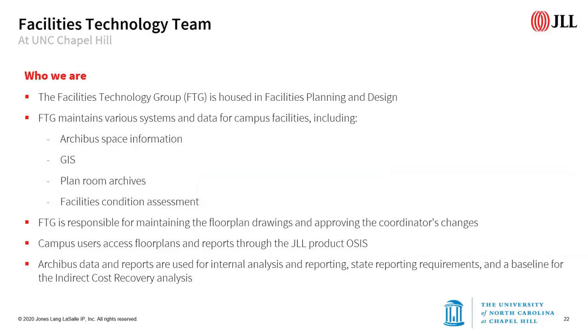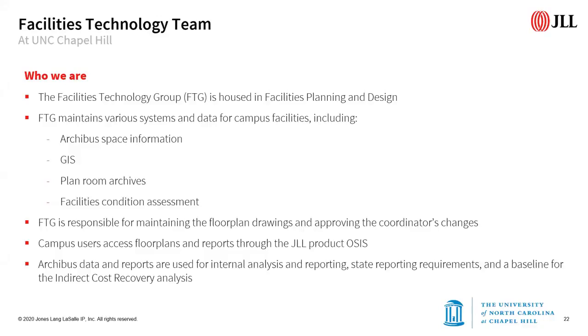So who are we? Our team is the Facilities Technology Group, or FTG, and we're housed in Facilities Planning and Design, which is under the larger umbrella of Finance and Operations. We maintain several data-driven systems such as Archibus for the space data and floor plans, and also tracking the locations of our as-built drawings, specifications, and final reports, and the metadata associated with them. We use GIS for mapping and campus wayfinding, and the Facility Condition Assessment Program, which tracks deficiencies on campus and helps direct how renovation money is prioritized to keep our campus running.